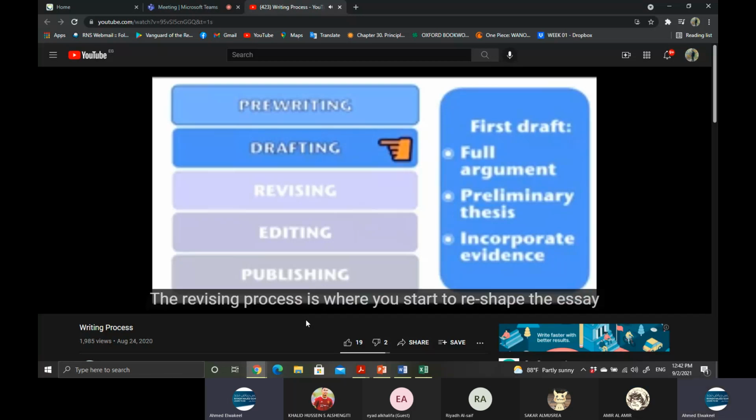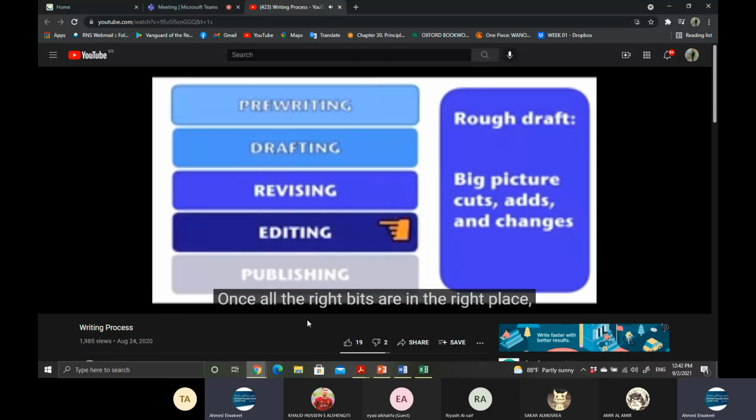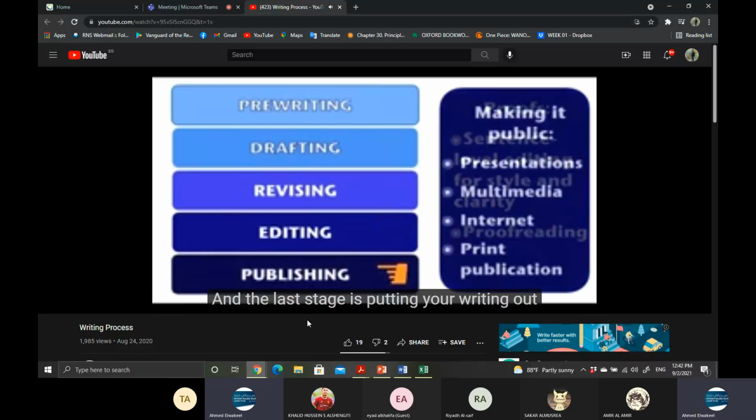Revising is where you start on the essay at the big picture level, changing or revising points, rearranging paragraphs, adding or removing entire ideas, or revamping your intro and conclusion. Publishers usually call this the revision stage. Once all the right bits are in the right place, then you can do all the fine detail sentence level editing. This can include word choice, topic sentences, grammar, and proofreading. The version produced at this stage is usually called a proof. And the last stage is putting your writing out into the public venue that you have chosen.